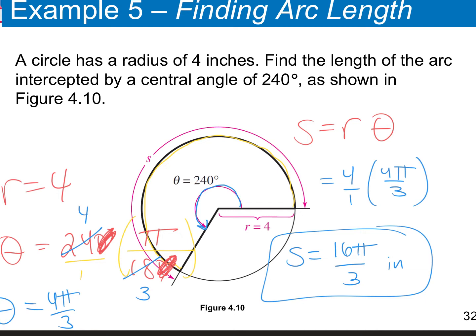If they asked you to the nearest decimal, obviously you'd have to have a calculator, and you would use the pi button in your calculator. You'd hit 16 times pi divided by 3. Right? Does that make sense?